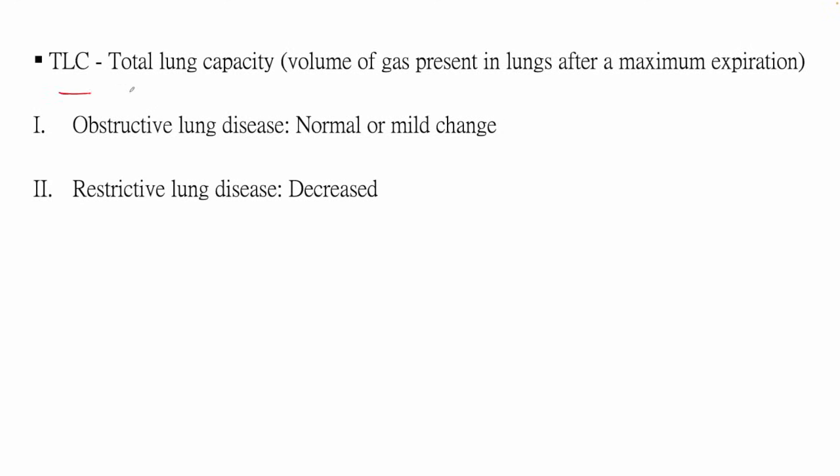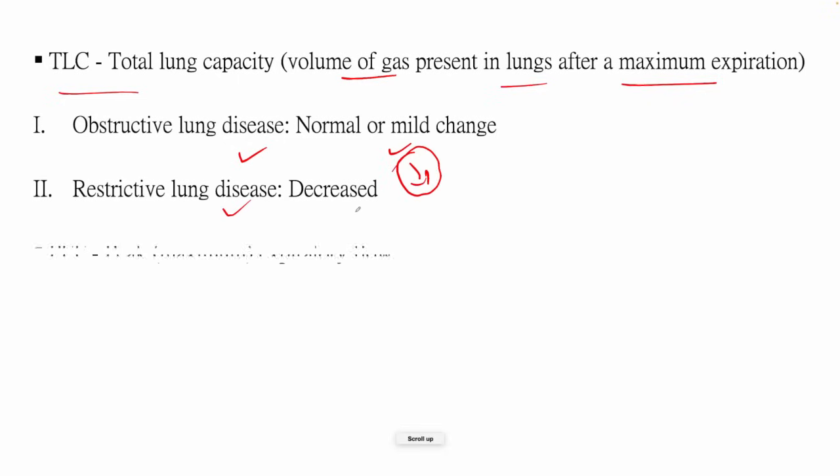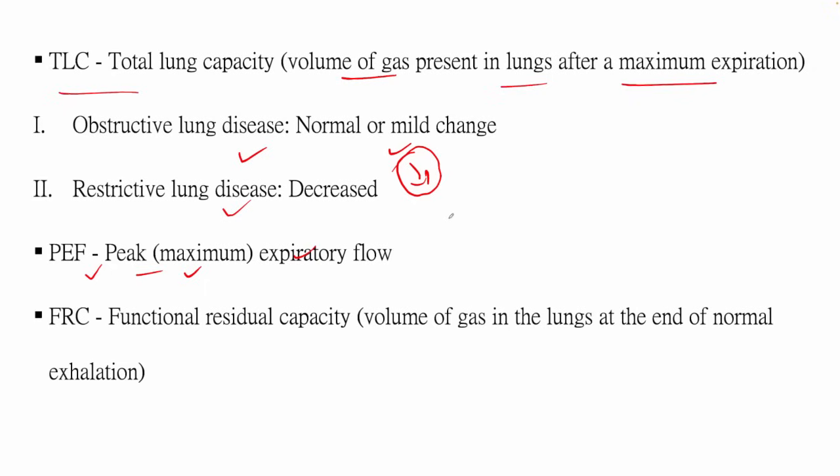Next is total lung capacity, the volume of gas present in the lungs after maximum inspiration, that is the total lung capacity. In obstructive lung disease, it will be normal or mildly increased, while in restrictive lung disease, TLC will decrease, as we have seen in the capacities already. Now, what is PEF? Peak, that is maximum expiratory flow. You can go for this test also, that is the highest expiratory flow in seconds.